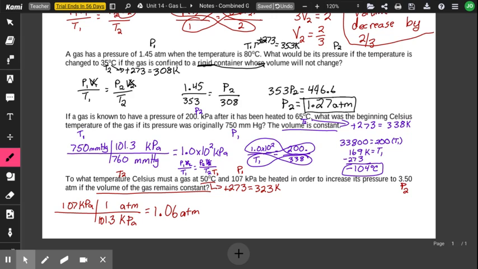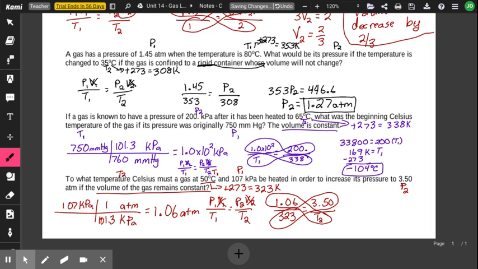Now, I need to solve it. Again, we do have a change in pressure and temperature, so we're going to use our combined gas law: P1 V1 over T1 equals P2 V2 over T2. Volume is staying constant, so we can get rid of that unit. Now we plug in our numbers. P1 was 1.06 atmospheres over T1, which we found to be 323 Kelvin, equals P2, which was 3.50 atmospheres, over T2, which is what we're solving for. And we're going to cross multiply.